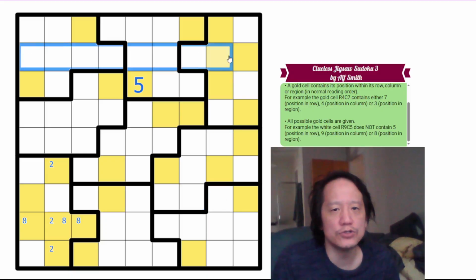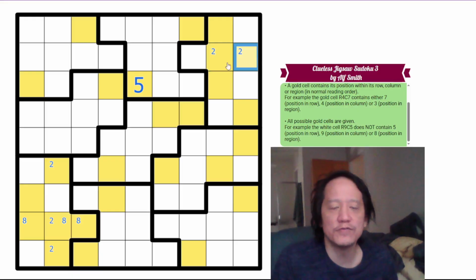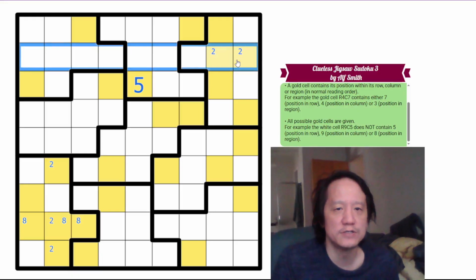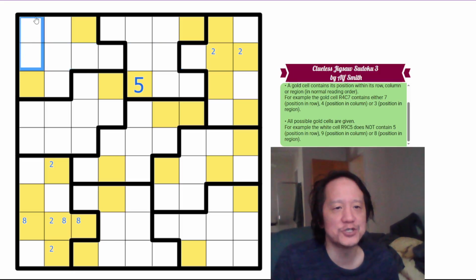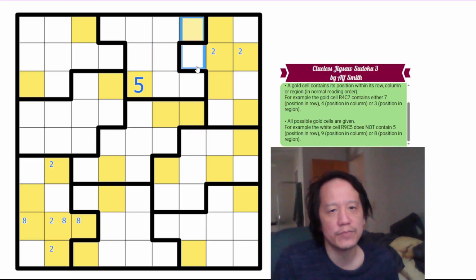Region and row 2, we also have a similar thing. One of these is a 2 because the 2 cannot be in the white cells because it would be matching its column number. Sorry, its position in the column, right? So one of these must be 2. So row 1 has to be one of these 3. There's no restriction there. 2 is one of those 2. 3 has to be one of those 3. 4 has to be one of those 4.